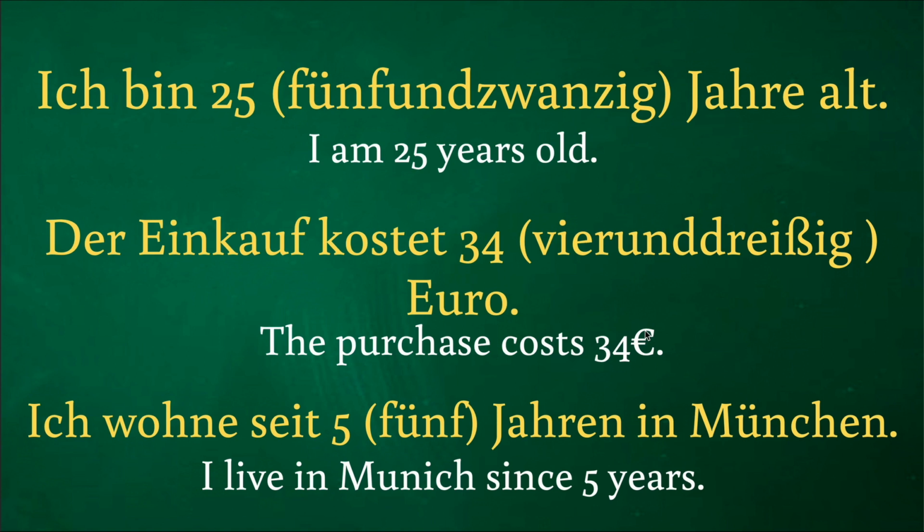Der Einkauf kostet 34 Euro. The purchase costs 34 euros. So 34. You start with the smaller number, with the unit 4. And then the tens. 34. I live in Munich since 5 years. Ich wohne seit 5 Jahren in München.